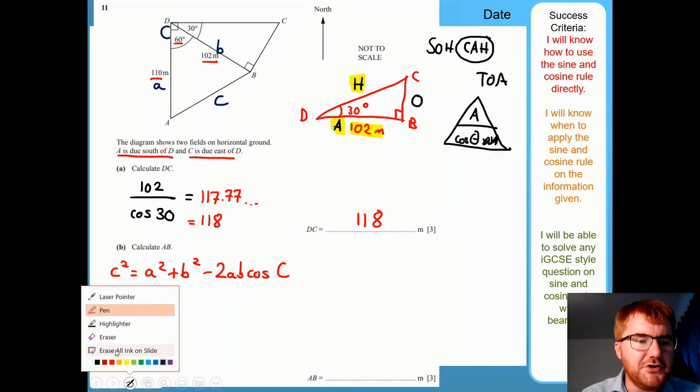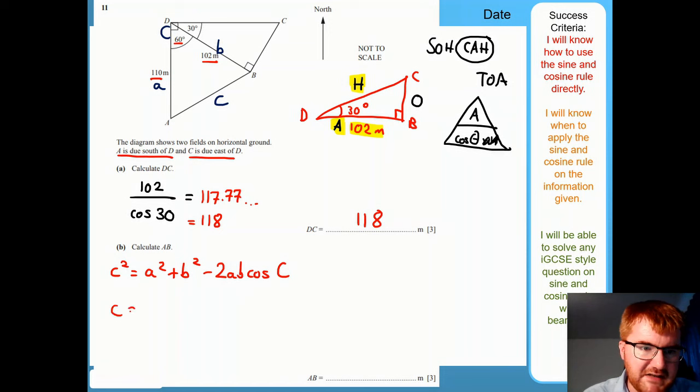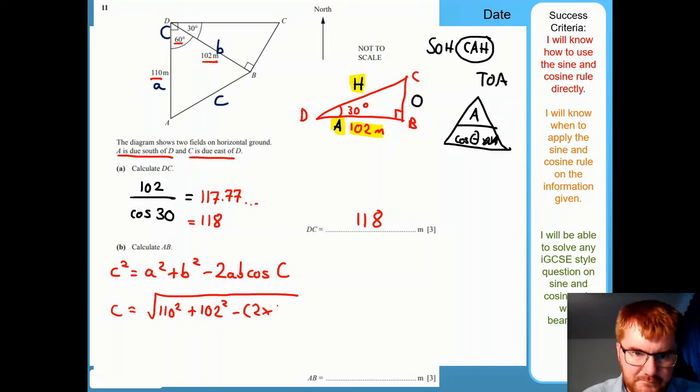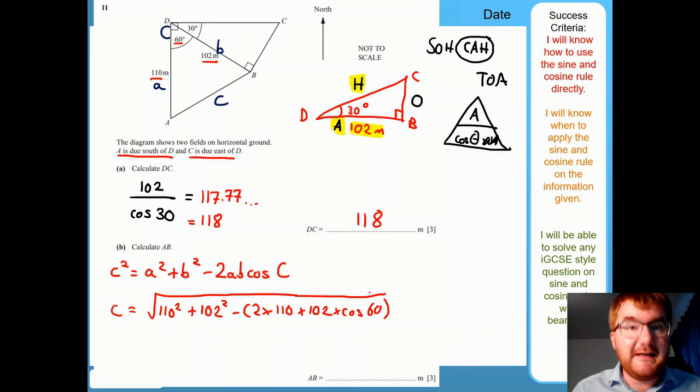The way I tend to teach students to do this is to really save your time in the exam. I'm going to write this in one smooth calculation to get all those method marks. Notice that c on its own is just the square root of everything I wrote down here. So we can work out c directly, which is the square root of 110 squared plus 102 squared minus 2 times 110 times 102 times the cosine of the angle in between, which is 60. So now I've got that pure calculation there, I can just go straight to my calculator.